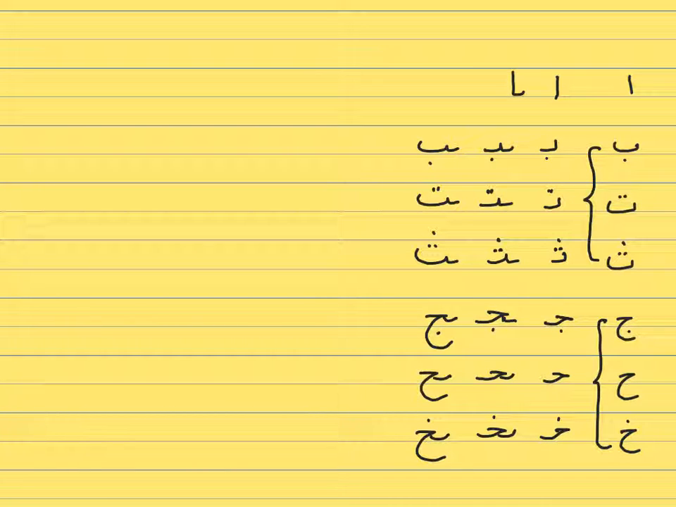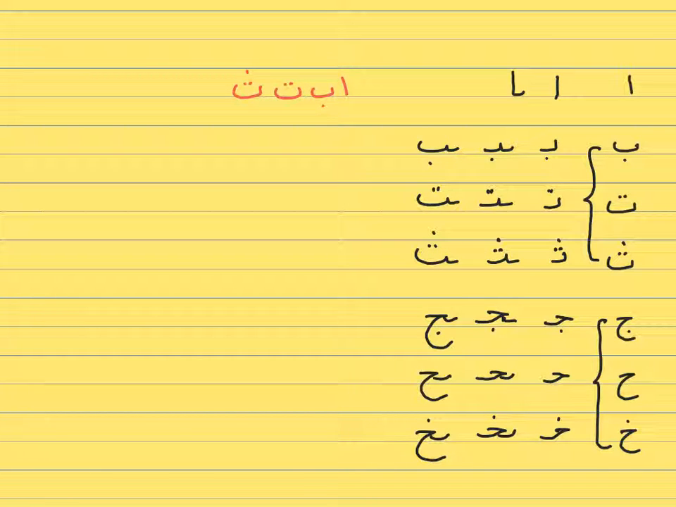Now let us see these letters in action. For example, you want to write alif, ba and ta, and you want to combine them. So you want to write alif, ba, ta and tha.